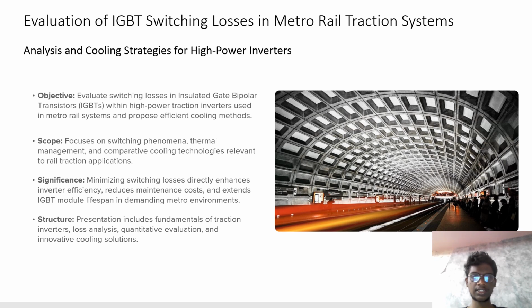Minimizing switching losses directly enhances inverter efficiency, reduces maintenance cost, and extends IGBT module lifespan in demanding metro environments. Structure: presentation including fundamentals of traction inverters, loss analysis, quantitative evaluation, and innovative cooling solutions.